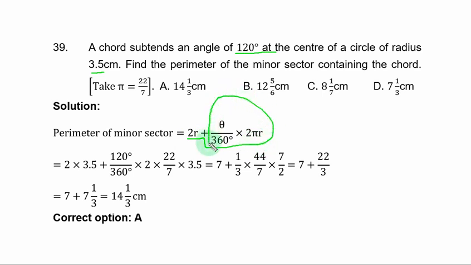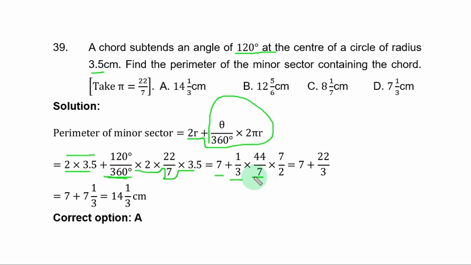That is the length of arc. So the radius is 3.5. You have 2 times 3.5 plus the given angle 120 degrees over 360 degrees times 2 times pi, 22 over 7, times radius 3.5. If you multiply this, you have 7. If you reduce this, that is plus 1 over 3 times 2 times 22 over 7, that is 44 over 7.